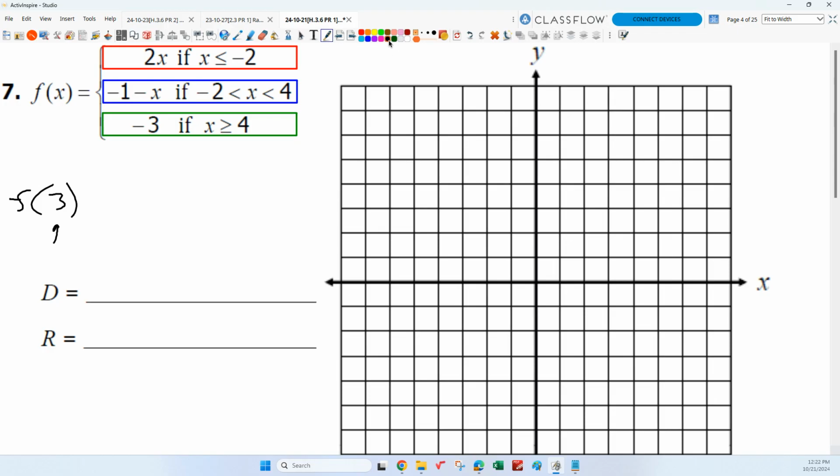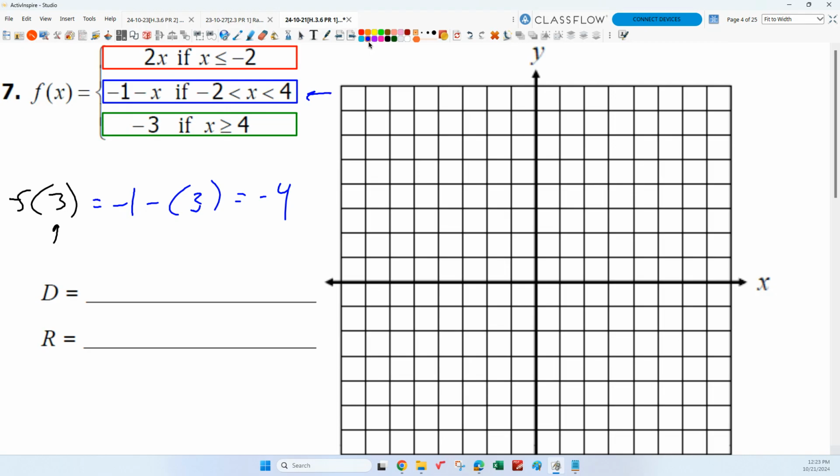The first piece says f of x is equal to 2x when x is less than or equal to negative 2. The second piece says f of x is equal to negative 1 minus x when x is greater than negative 2 and less than 4. The third says f of x equals negative 3 when x is greater than or equal to 4. So we'd be using the blue piece of the function if we wanted to evaluate this. It would have to go into that blue part right there. And we would just get negative 1 minus 3. And what would our output be? Negative 4. See how that works?